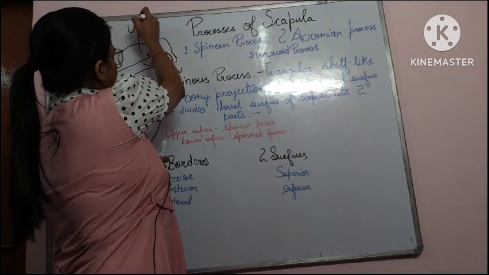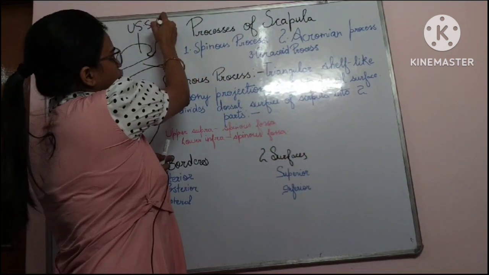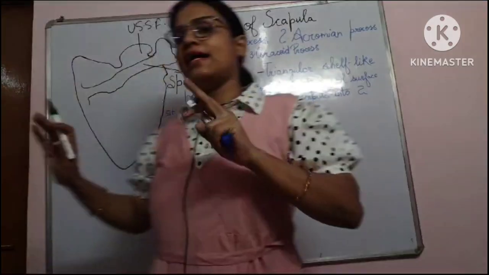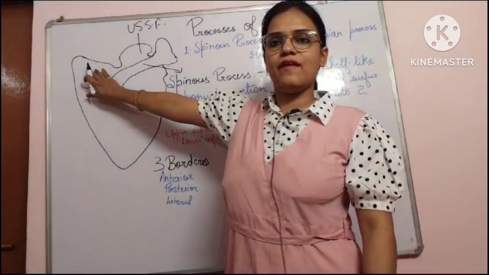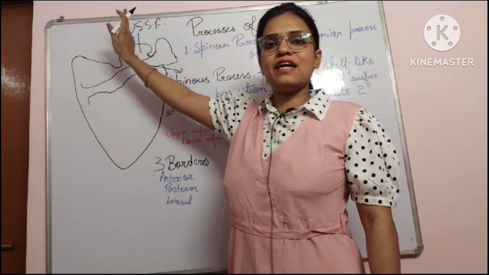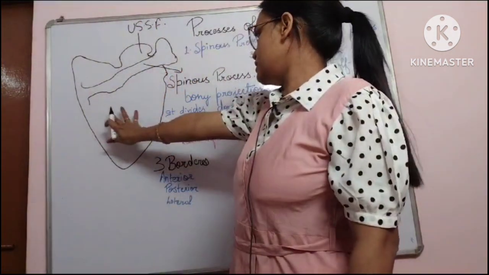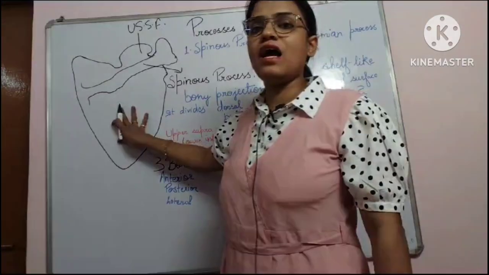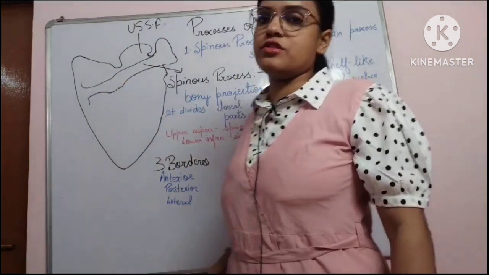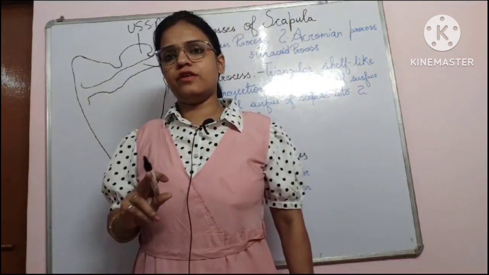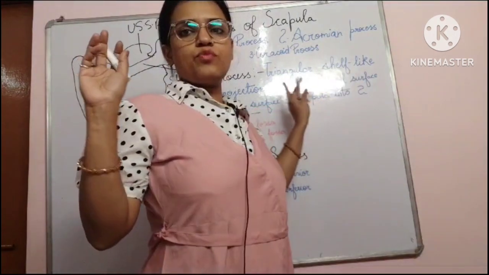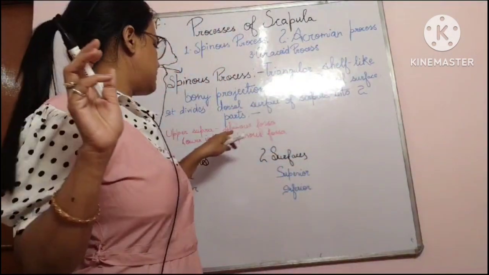Upper portion is called supraspinous fossa. And the lower one, see here, it is dividing the scapula into two parts. Upper part is supraspinous fossa and the lower one is called infraspinous fossa. So spinous process is dividing the dorsal surface of a scapula into two parts, that is supraspinous and infraspinous fossa.